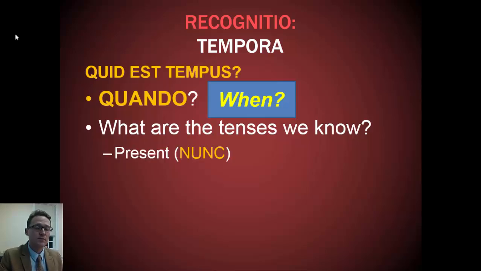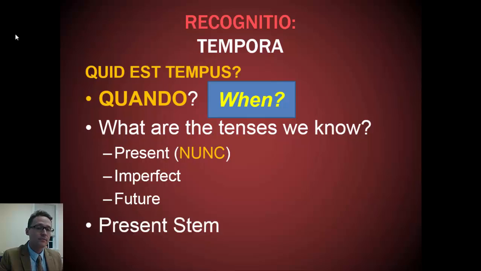The first one we learned is the present tense. Nunc. This represents things that are happening now in present time. We also have the imperfect tense, which we'll talk about a little bit more in the next slide, and the future tense, which refers to things that will happen.